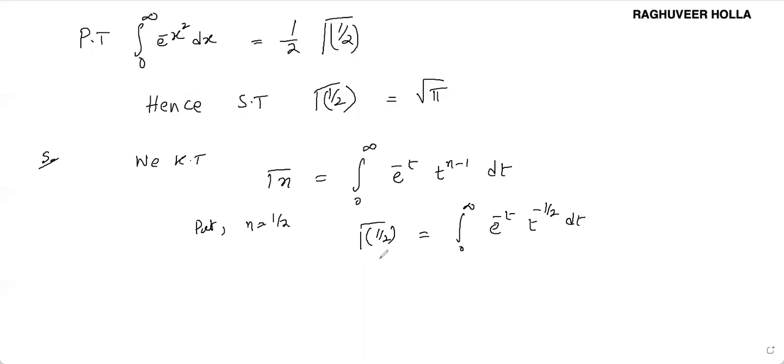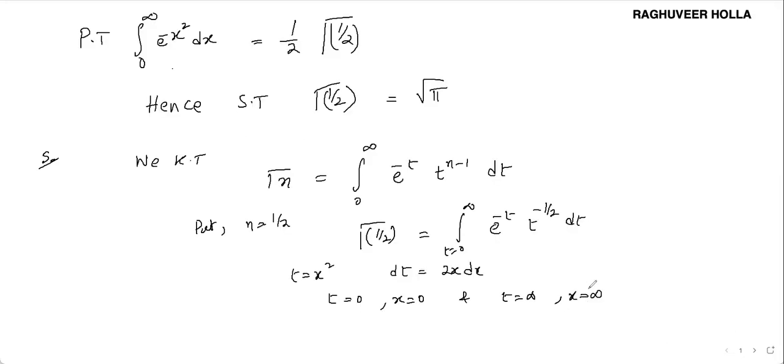Now let us consider t as x square. So dt will be 2x dx. This is for t from 0 to infinity. So when t is 0, x is 0, and when t is infinity, x is infinity. Now let us proceed further.